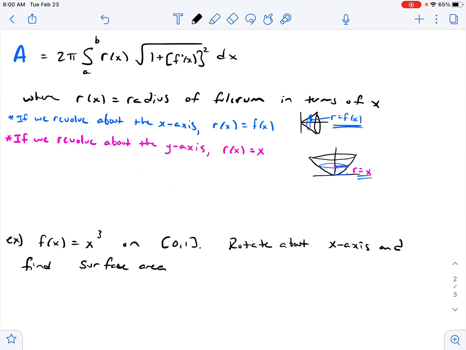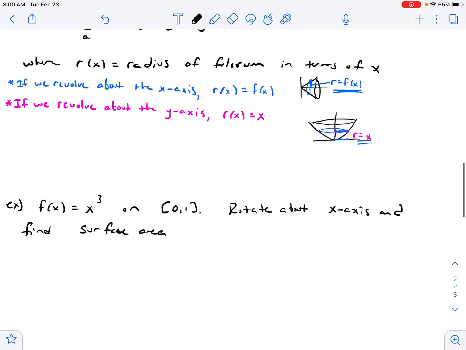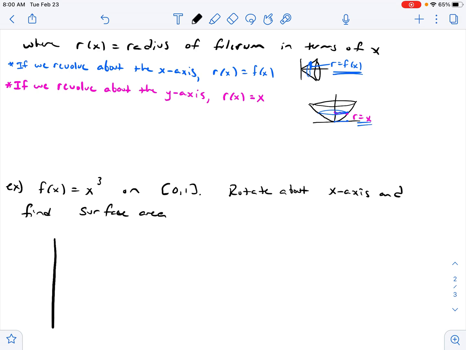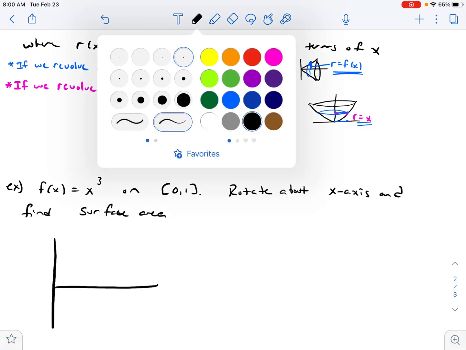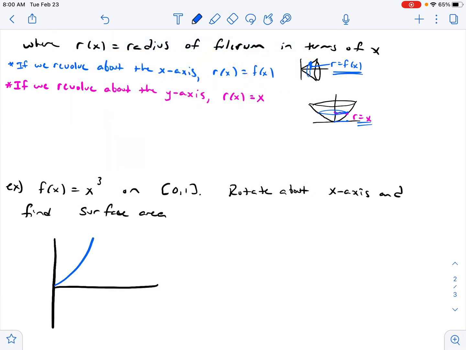We'll set them up on paper, and then if you want, you can punch them in, okay? So let's say we have x cubed on the interval 0, 1. We're going to rotate that around the x-axis and find the surface area. Something like this. Okay, and so look, the radius here is going up to the function.